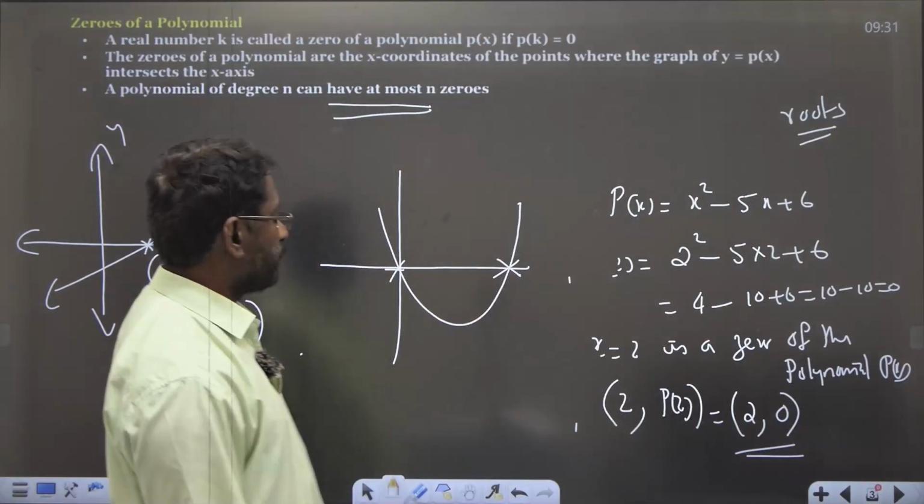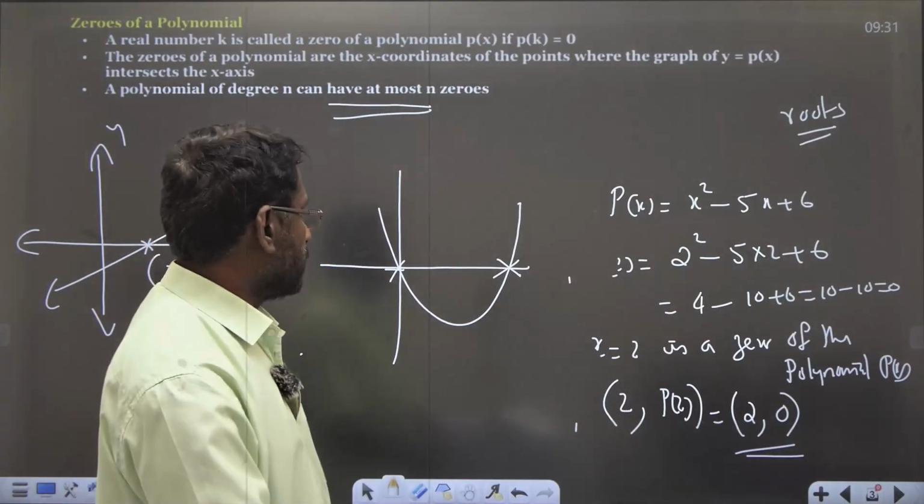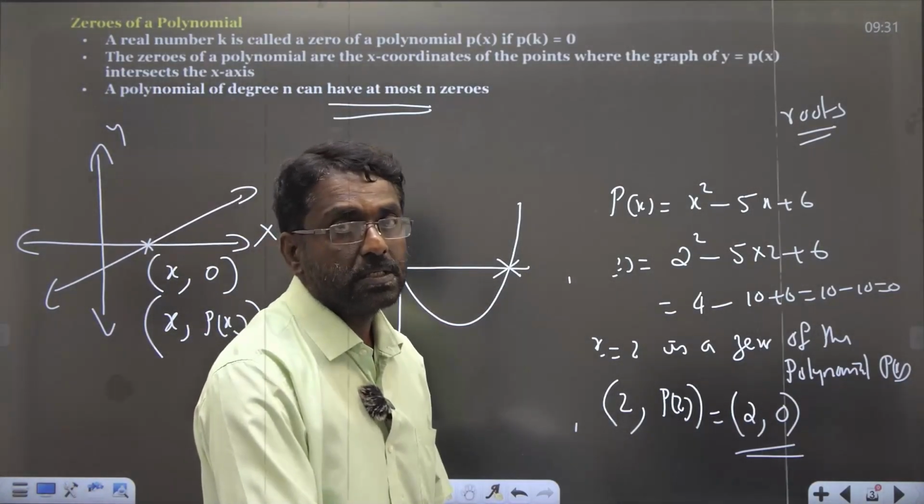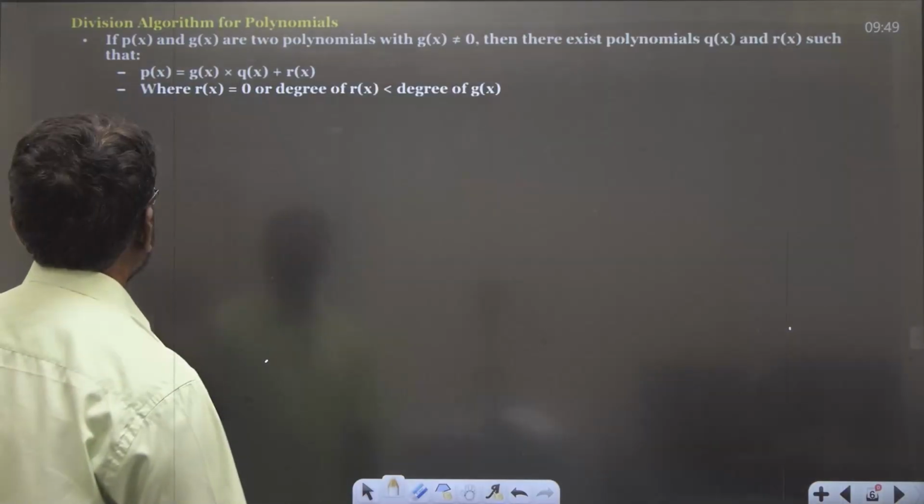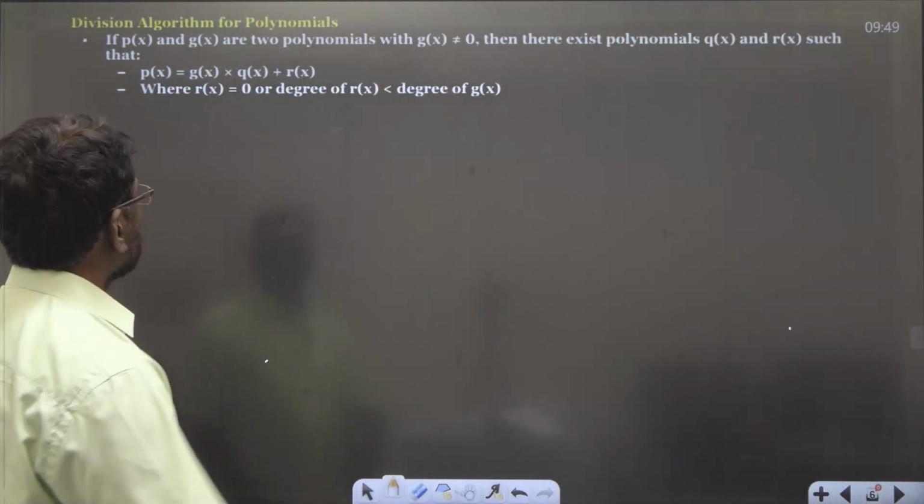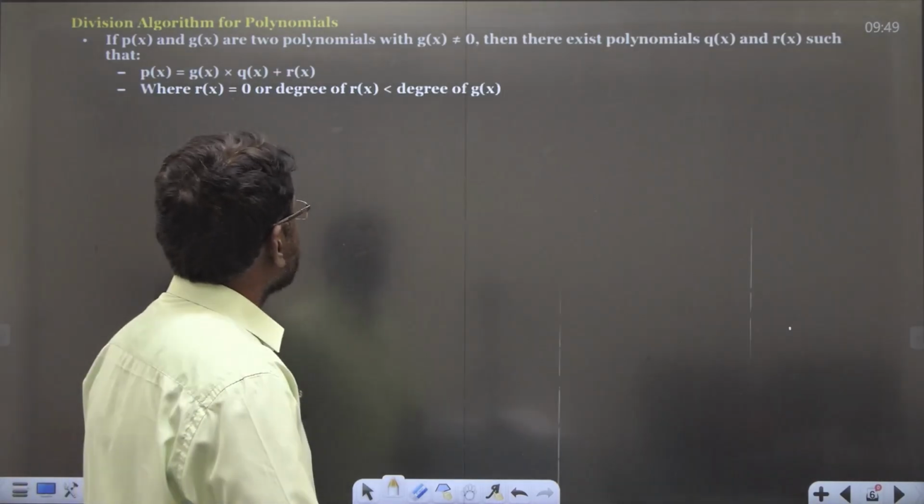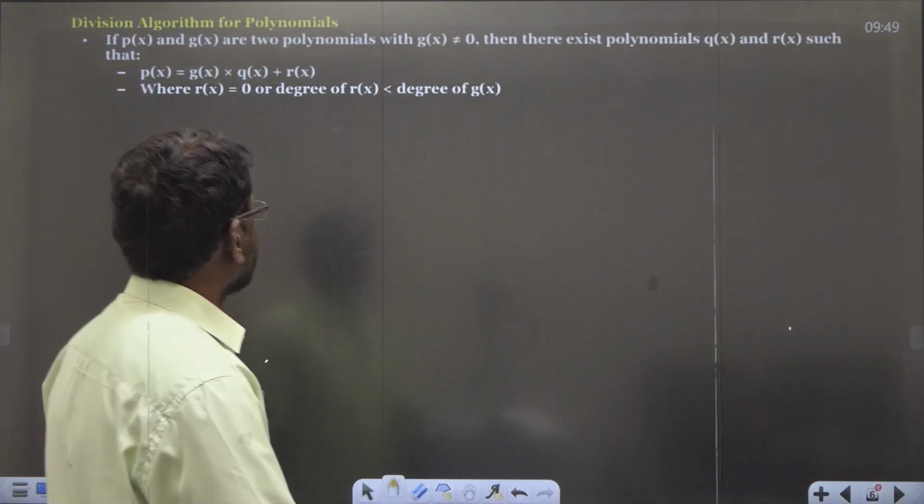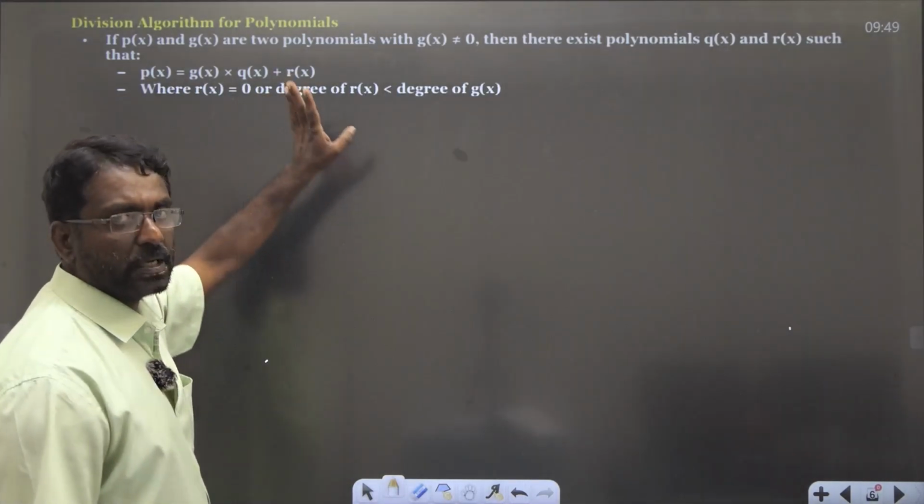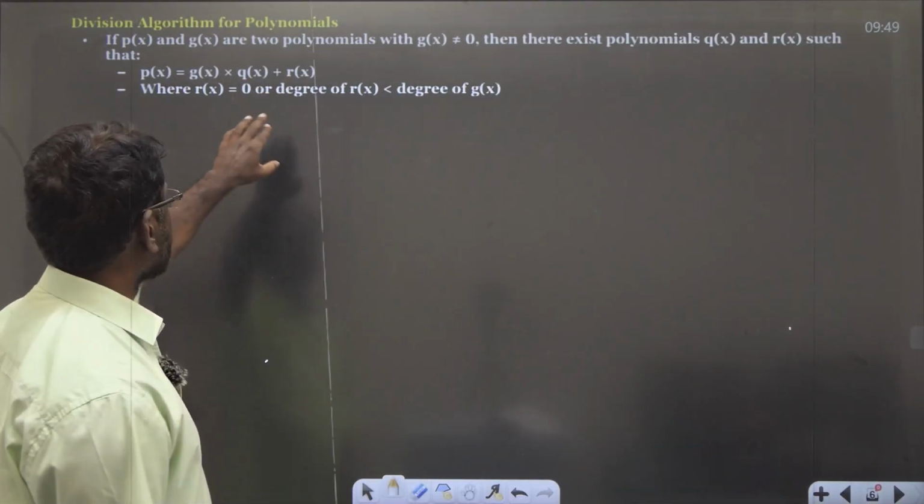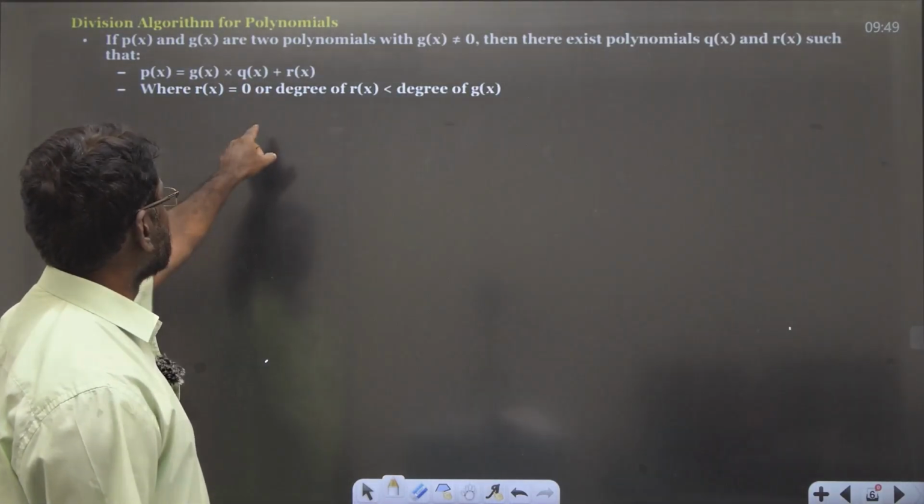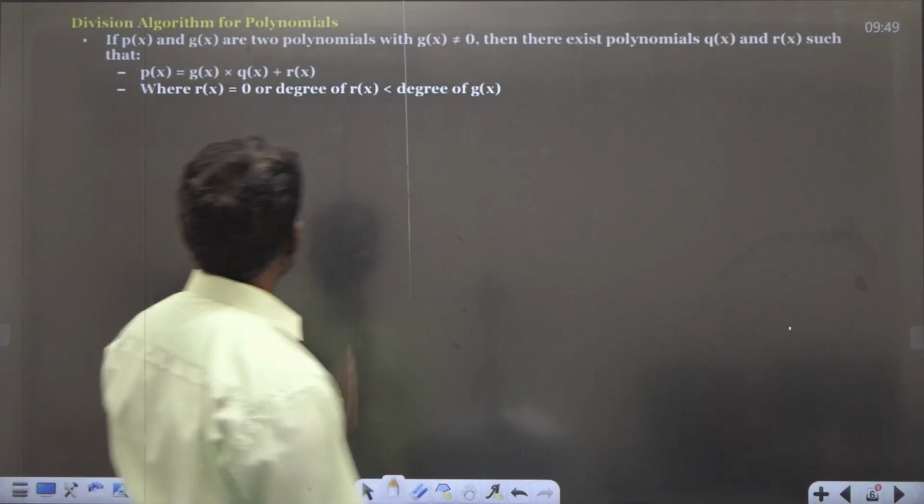This graph meets in 2 points. That means number of zeros is 2. Number of zeros is 2. Where r of x equal to 0 or degree of r of x always less than degree of g of x. This r of x is actually the remainder. So that is always, degree is always less than degree of the g of x.